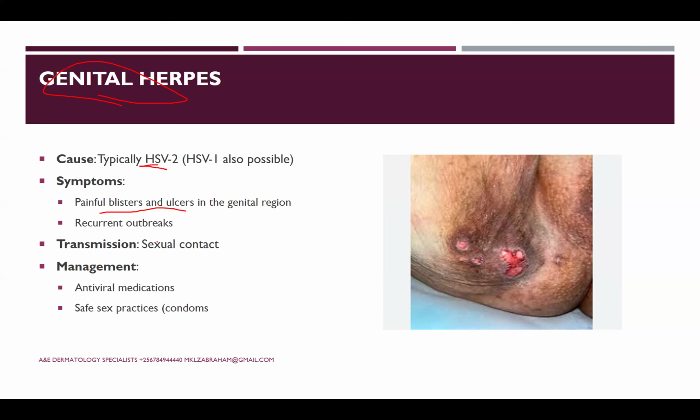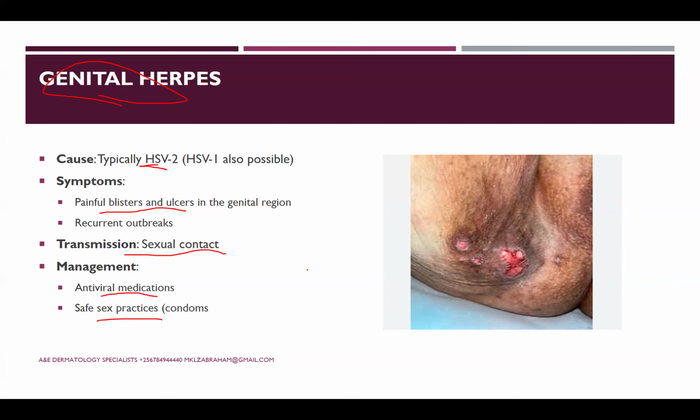It's just grouped vesicles, they rupture, and then they end up with erosions, and usually you get a prodrome of burning, tingling, or pain sensation in the same areas. So still, the transmission is usually sexual contact, but now we can include other things. So it can be caused by the sexual practices that someone engages in. And for management, usually give antiviral medication, and then you advise safe sex practices, including use of condoms.